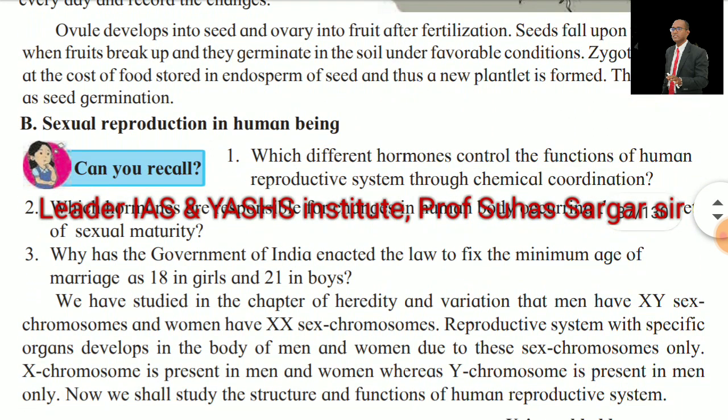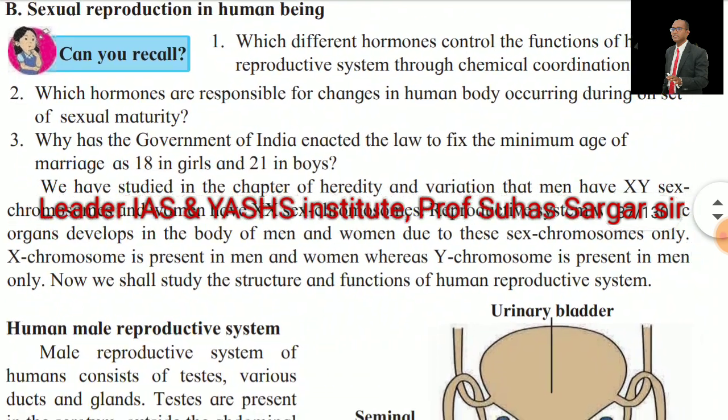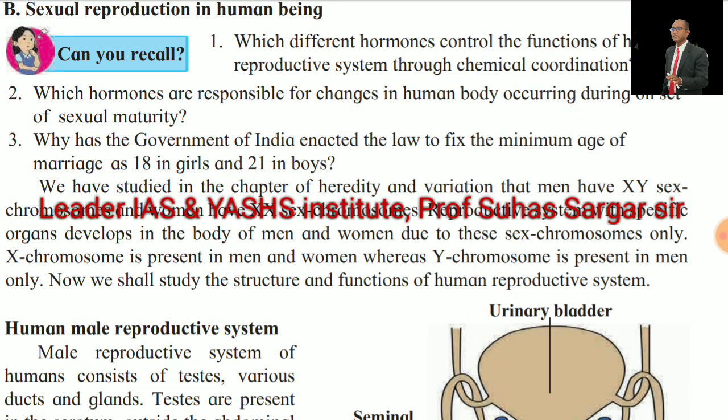B. Sexual reproduction in human beings. Which different hormones control the functions of the human reproductive system through chemical coordination? Second, which hormones are responsible for changes in the human body occurring during the onset of sexual maturity? Third, why has the government of India enacted the law to fix the minimum age of marriage as 18 in girls and 21 in boys?